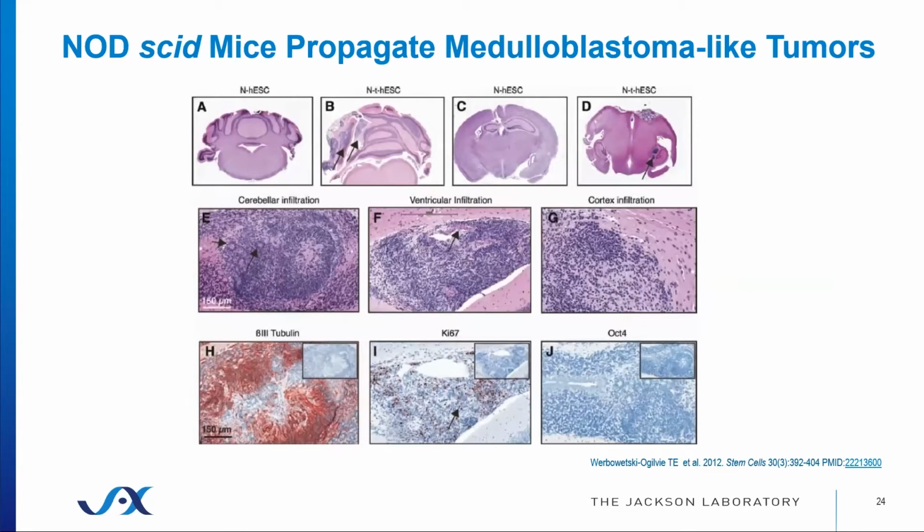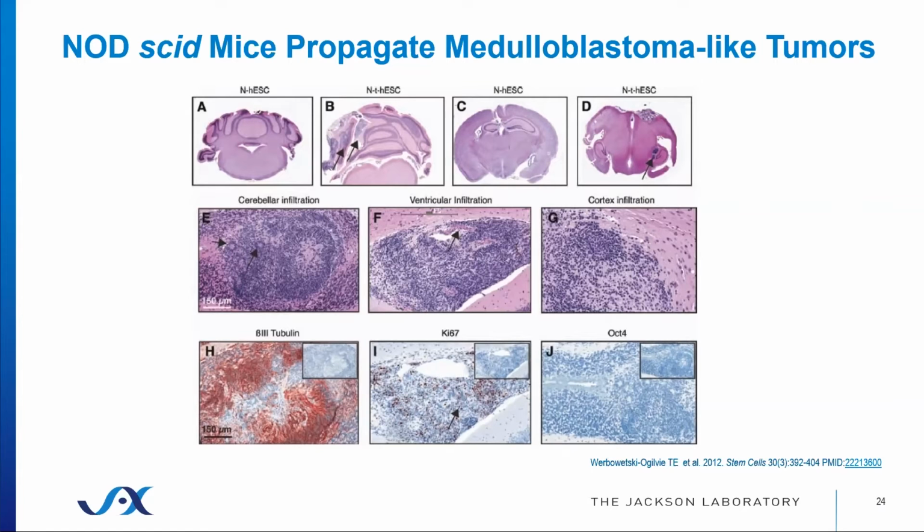NOD-SCID mice have been shown to propagate medulloblastoma-like tumors, which have been difficult to model in mice. Here, the researchers took neural precursors derived from transformed human embryonic stem cells that exhibit neoplastic features of the human brain tumors and injected them into the brains of NOD-SCID mice. These cells gave rise to tumors with the medulloblastoma-like phenotype in both the posterior and anterior brain. The arrows here denote the presence of neural rosettes, which are found in the medulloblastomas. These arrows point out blood vessels within that tumor.